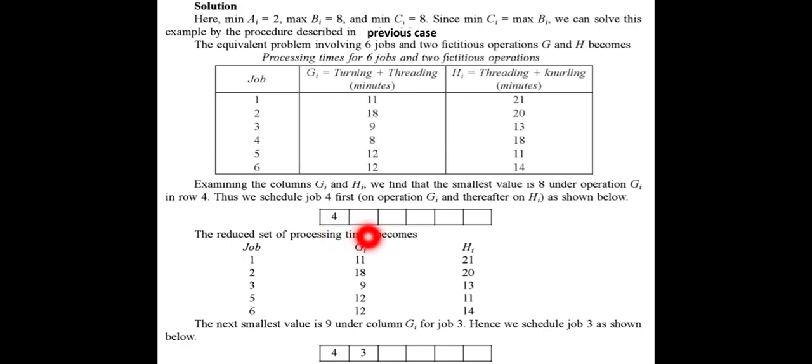After this, the table reduces to this, and the next least time is 9, which again comes under G. It corresponds to job 3, so it will be assigned here to the left side of the block only.